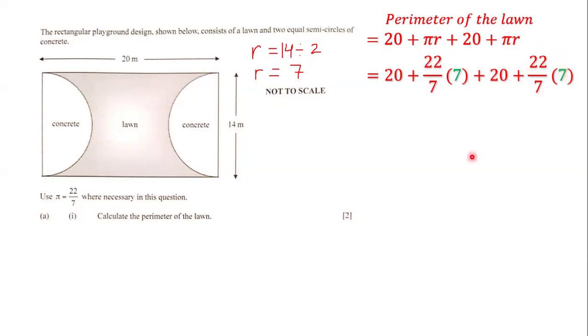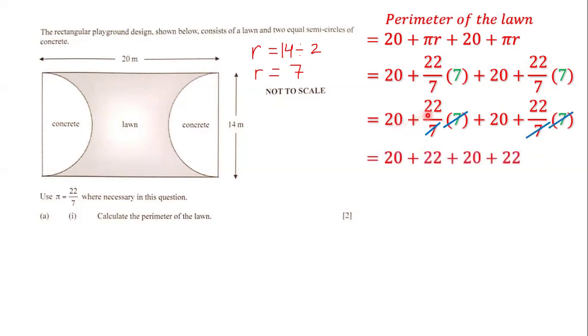Next, we cancel this 7 with this 7, and we cancel this 7 with that 7, and so we are left with 20, right? Plus 22 on top, plus 20 right here, plus 22 on top. So we have 20 plus 22 plus 20 plus 22, and when we add these together, we get 84 meters. And 84 meters is the perimeter of the lawn.